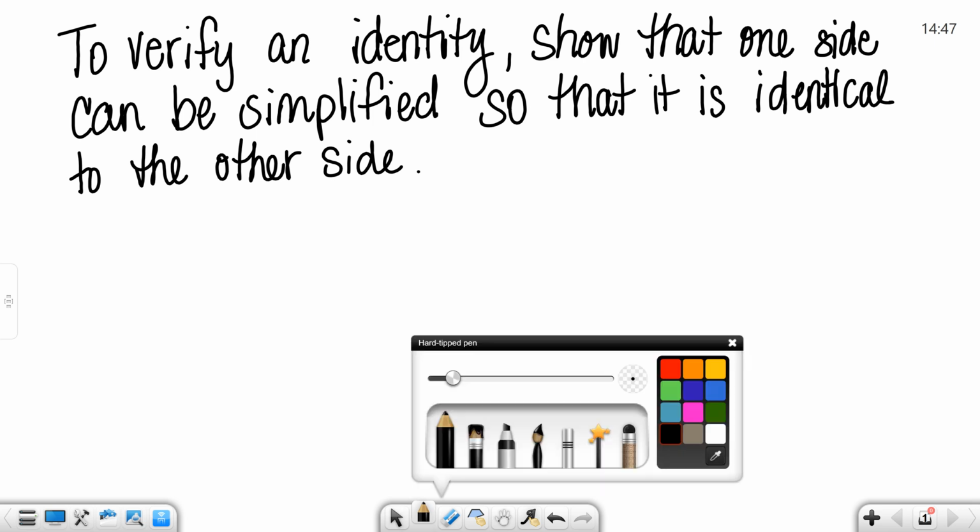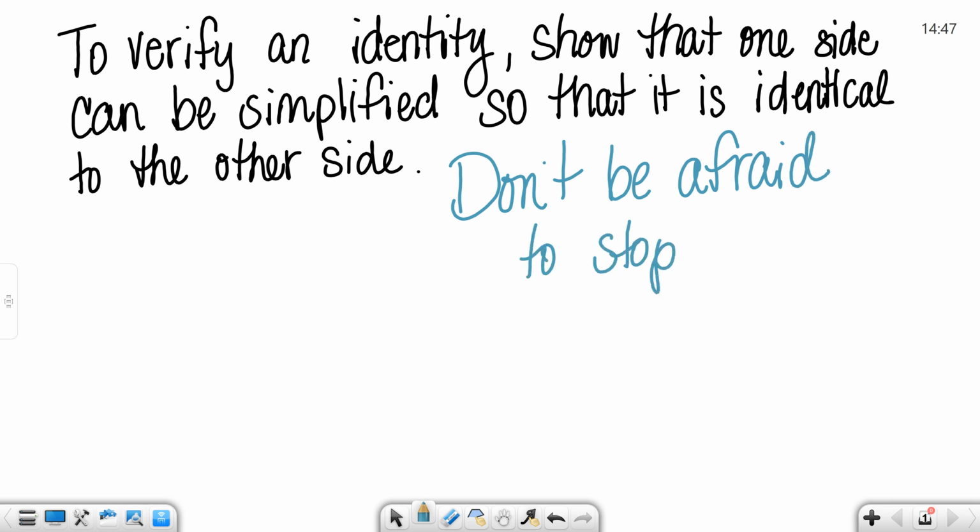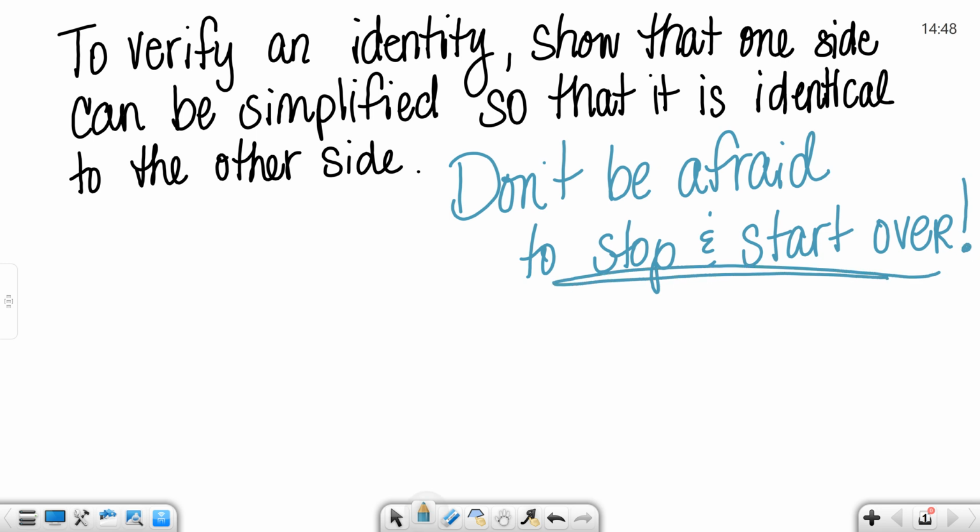Now, something that you need to be very, very clear on when we're doing these: don't be afraid to stop in the middle of a problem and start over. Very often that happens in verifying identities. We have to stop what we're doing when it looks like it's not going anywhere, and just start over and try something else. So you're either going to need an eraser or some extra paper. All right, so let's start.